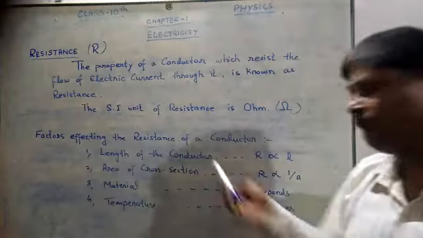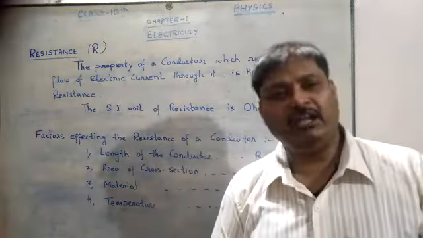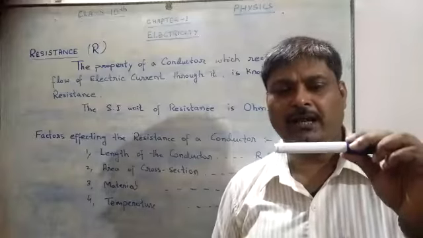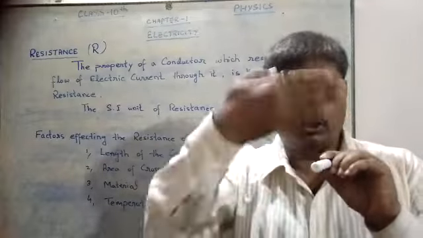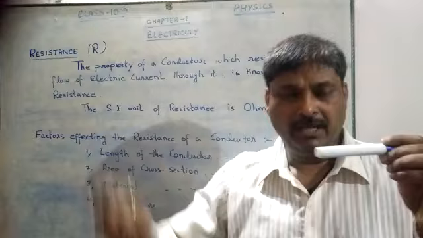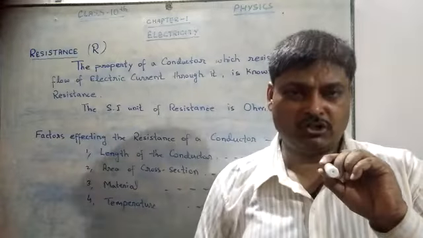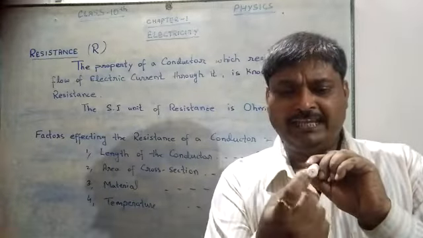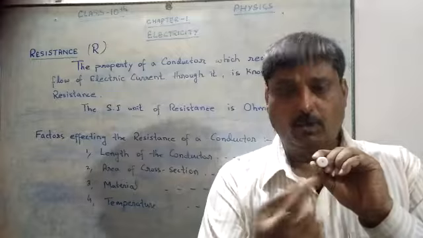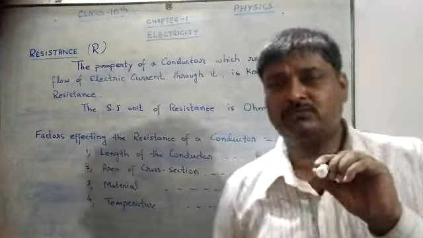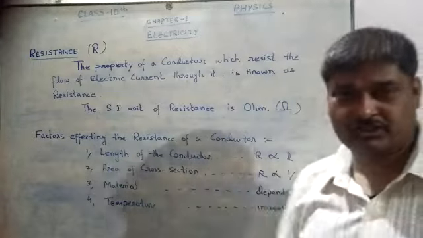Second case is area of cross section. Now, what do you mean by area of cross section? Suppose this is a wire and we cut this wire cross-sectionally. Then whatever the area of this wire at the cut, that is known as area of cross section.